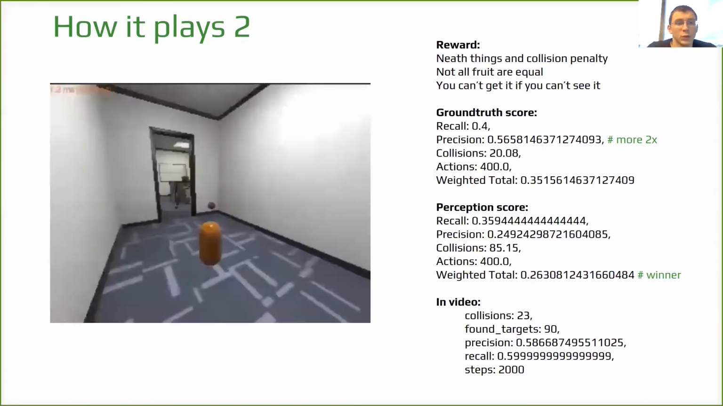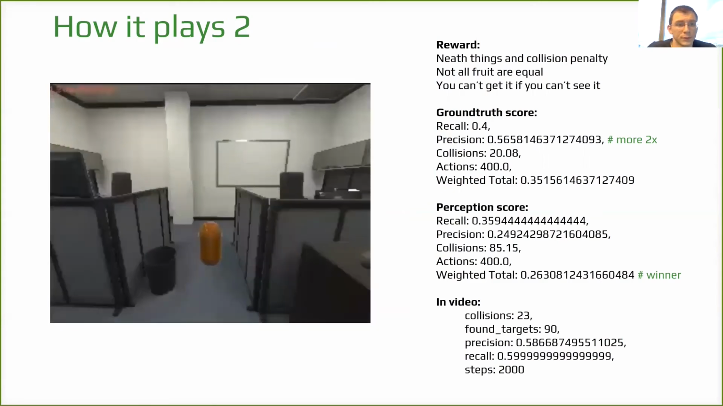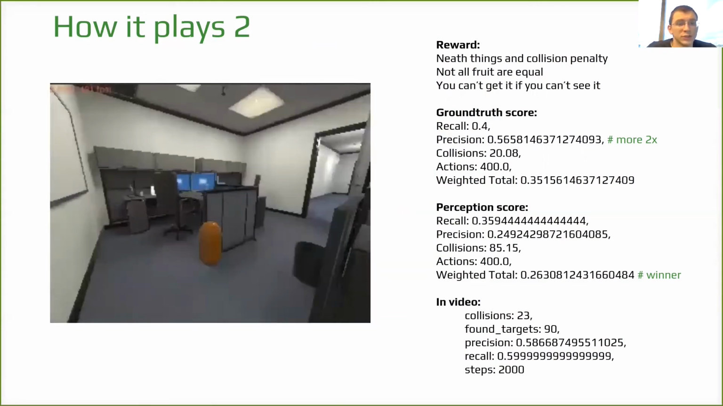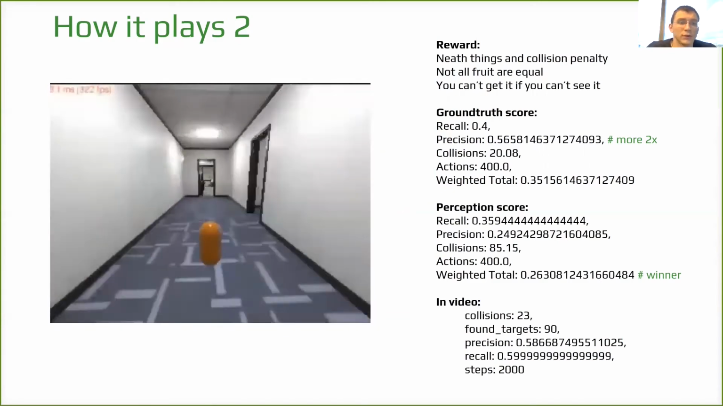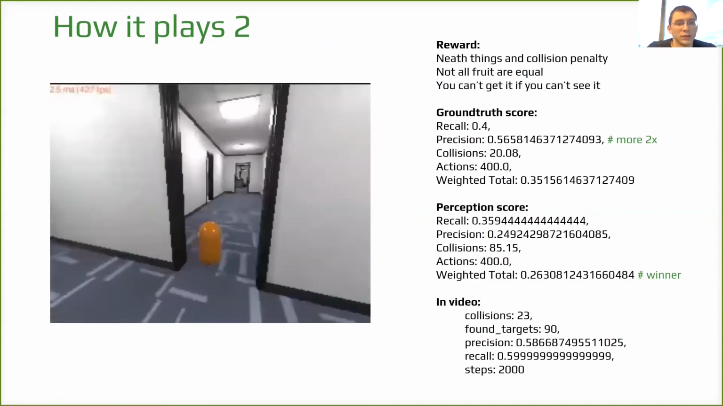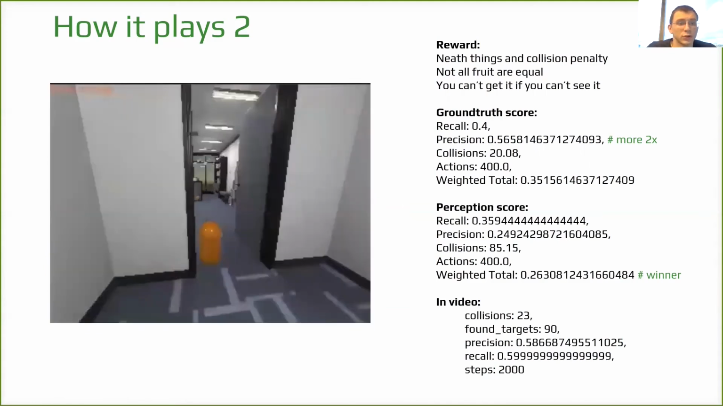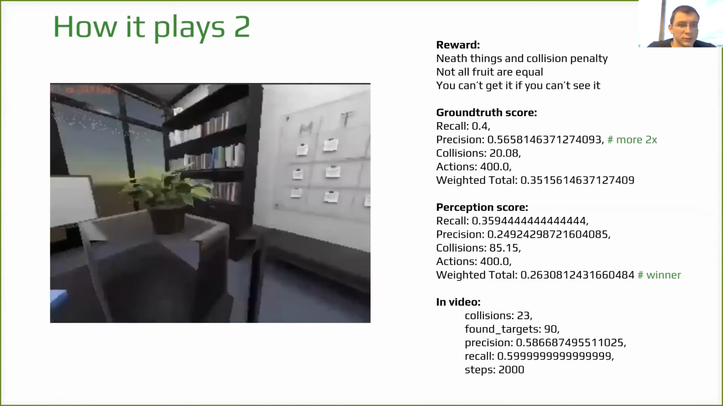Here you can see the winning solution at work. We doubled the precision metric with this algorithm. And here is our final score on the perception pipeline.